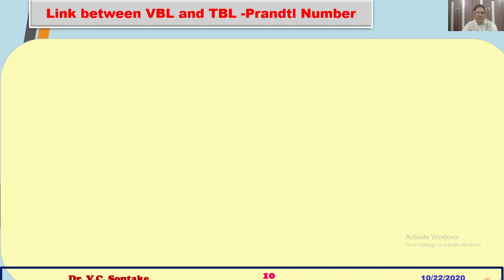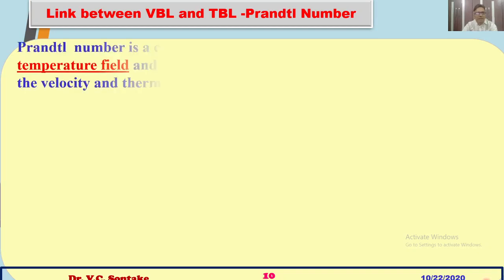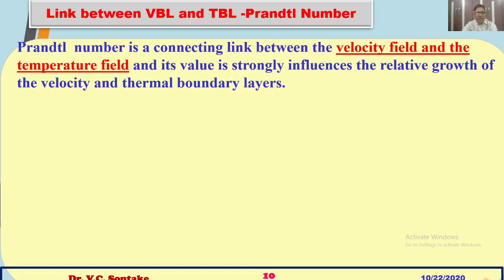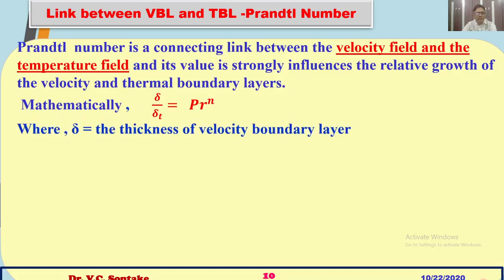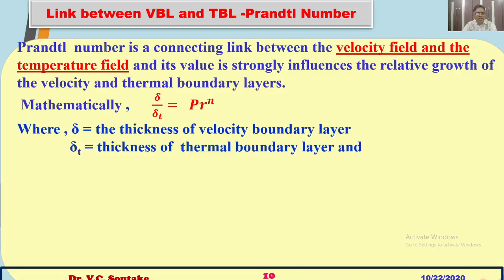Now the link between velocity boundary layer and thermal boundary layer is given by Prandtl number. Prandtl number is a connecting link between the velocity field and the temperature field, and its value strongly influences the relative growth of the velocity and thermal boundary layers. Mathematically, this relationship between delta and delta t is given by delta by delta t is equal to Prandtl number to the power n, where delta is velocity boundary layer thickness, delta t is thermal boundary layer thickness, and n is a positive exponent.